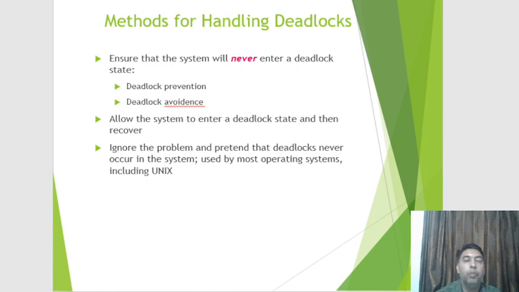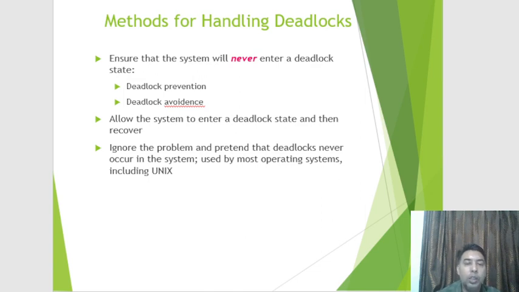Now here we have some methods for handling the deadlock. The three important methods that we can discuss for handling deadlocks are deadlock ignorance, deadlock prevention, and deadlock avoidance. So first of all, what is deadlock ignorance?